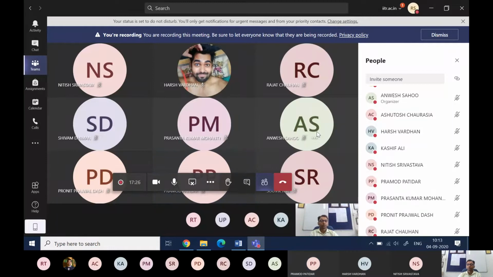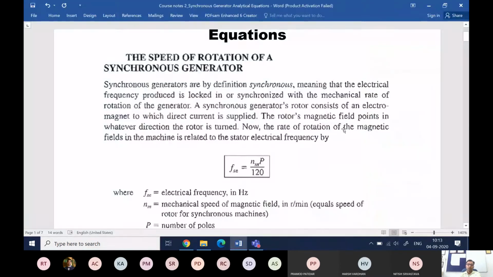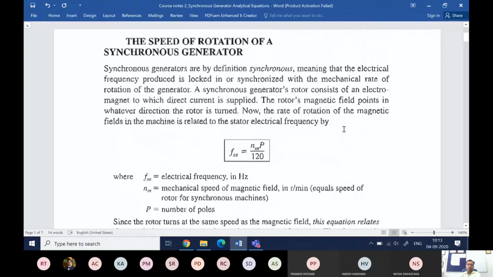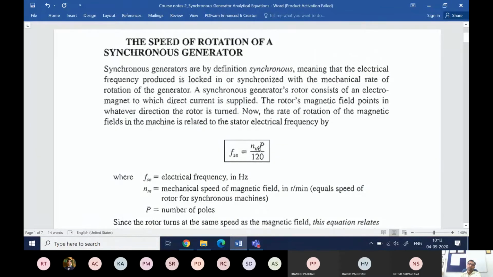Okay, any question anyone else is having? Okay, so let's move ahead with today's discussion. This is the fundamental thing. The frequency of supply is fixed. In India, it is fixed at 50 hertz. In some other countries like the US, it is fixed at 60 hertz. So there are these two standards followed across the globe. Some countries have the 50 hertz standard, some have 60 hertz. In India, you have 50 hertz frequency.